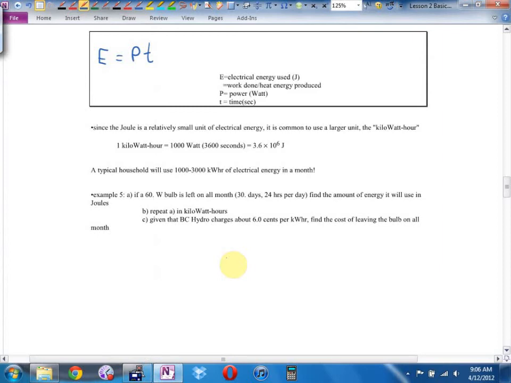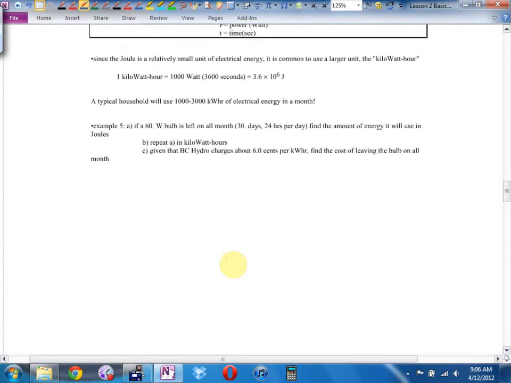Okay. So, suppose you leave a 60 watt bulb on all month, 30 days, 24 hours a day. How much energy will it use in joules? Well, energy is power times time. Brandon, what's the wattage of this bulb? 60, you say? The time is 30 days times 24 hours times 60 minutes in an hour times 60 seconds in a minute. If you left a light bulb on for an entire month, all day, all night, how many joules of energy would it use? Someone crunch that for me, please.